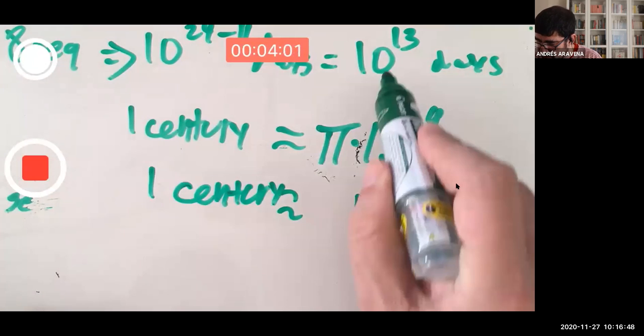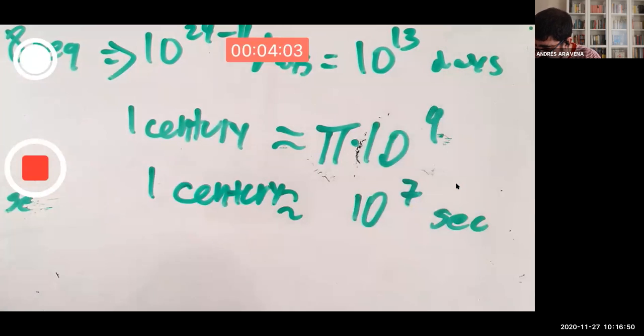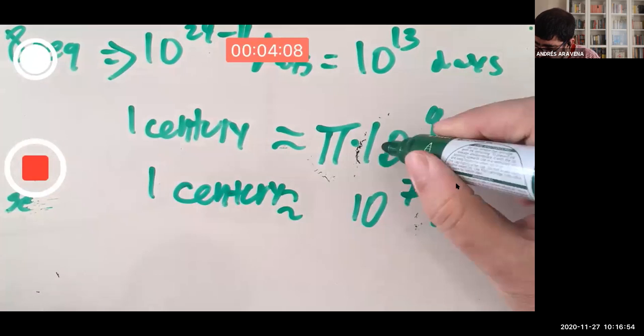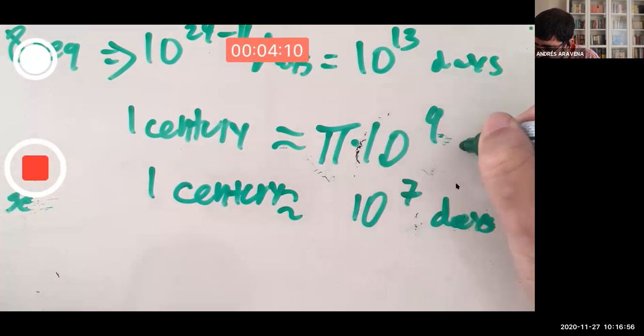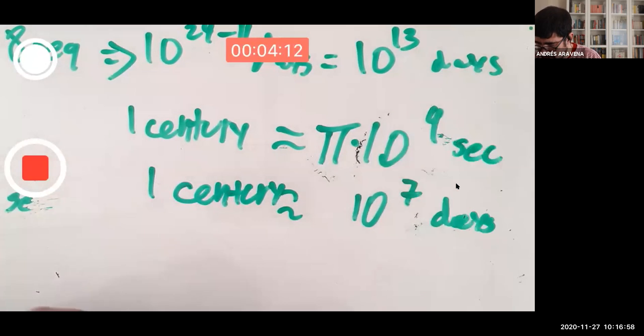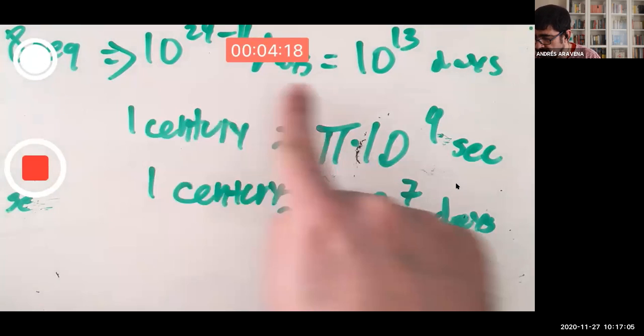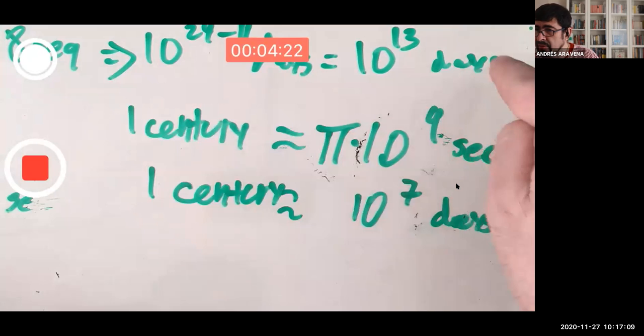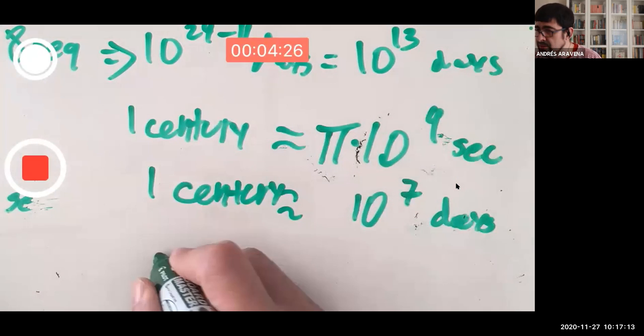So, not seconds, days. 1 century is pi times 10 to the power of 9 seconds. 1 century, therefore, is something like 10 to the power of 7 days. And with 8 sequences, you have 10 to the power of 13 days. In other words, 8 sequences.